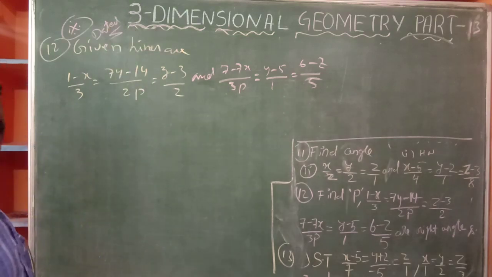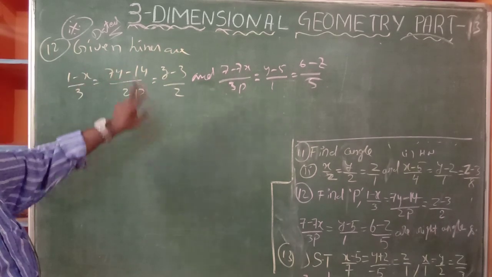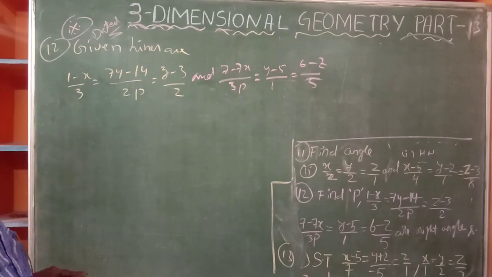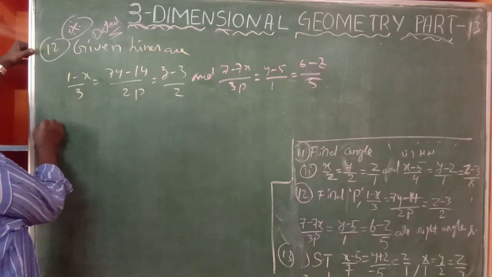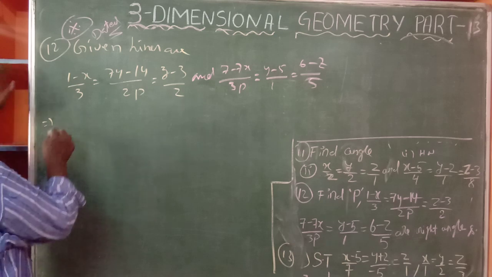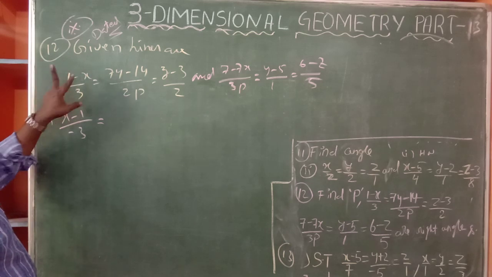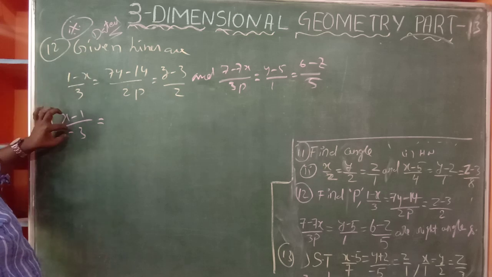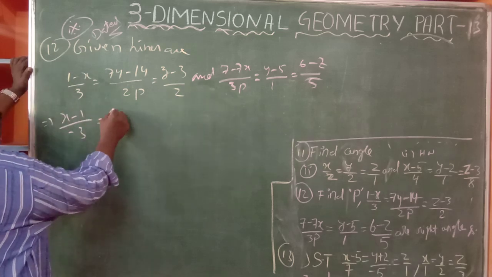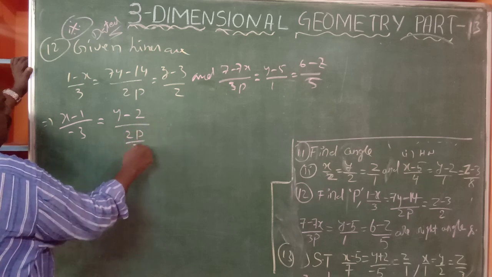You see, the formation is x minus a1, y minus b1, z minus z1. But here, it is 1 minus x. I want to change it to x minus 1, so I interchange: x minus 1 by minus 3. We get 1 minus, and that minus will be taken in the denominator. Here also, y minus 2 by 2p by 7. Will you agree?